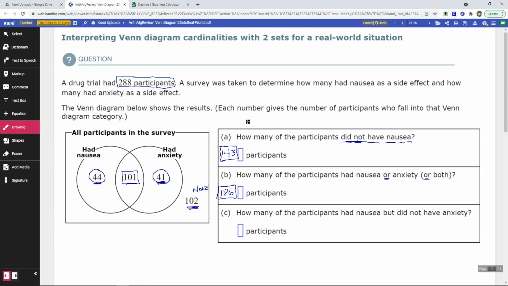And finally, C, how many of the participants had nausea but did not have anxiety? So those that had nausea but not anxiety. So only 44 had nausea but not anxiety.